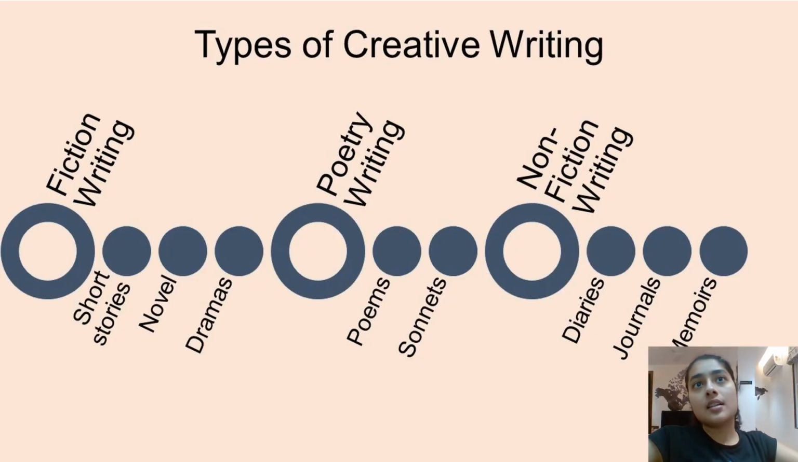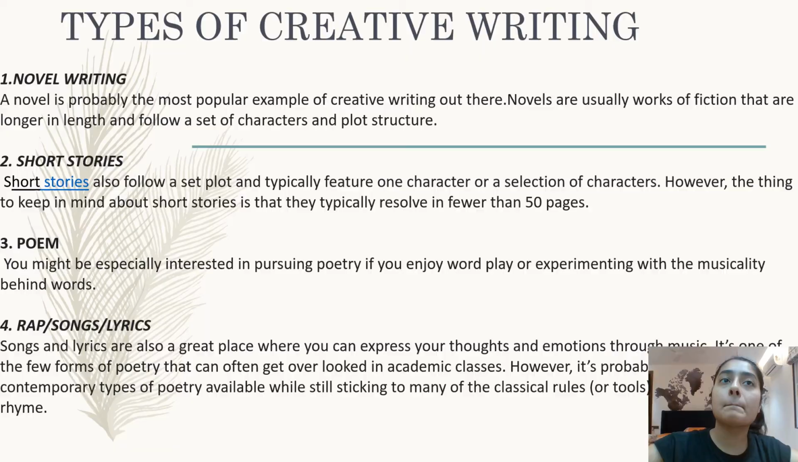Okay, so the next thing we'll be covering is types of creative writing. Now, I cannot cover all types of creative writing, there are more than 30. So we'll go over the basics and the most important ones. Okay, the most obvious ones are novels, and short stories and poems.